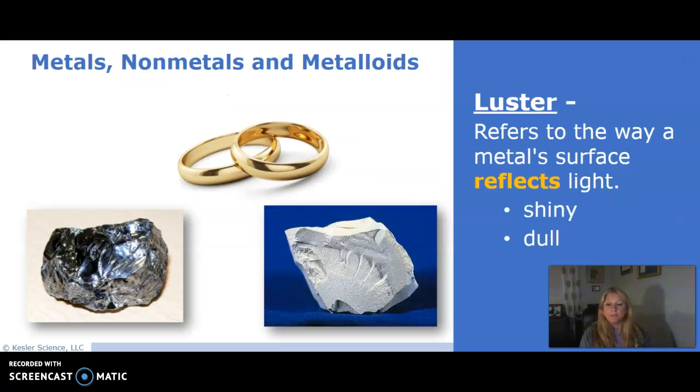We talked about luster. This is how a metal surface reflects light, and we typically say shiny or dull. But you can also say that an object has luster, meaning it's got shine to it, or an object does not have any luster, which means it would be dull.